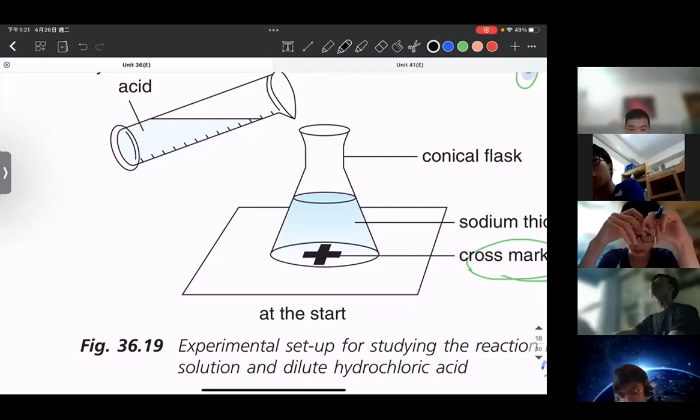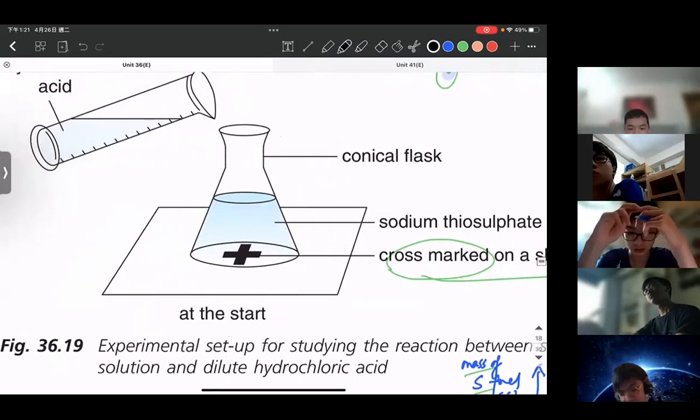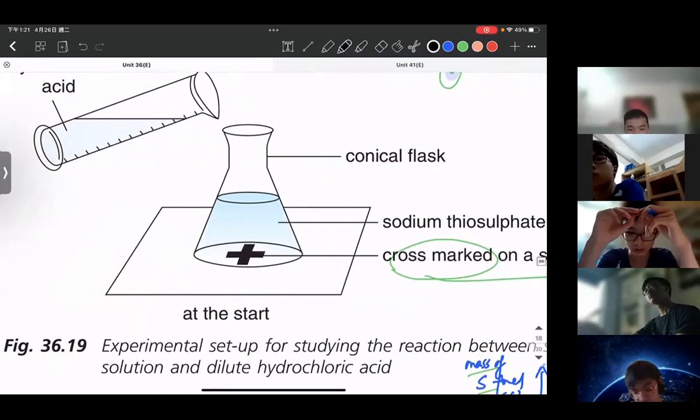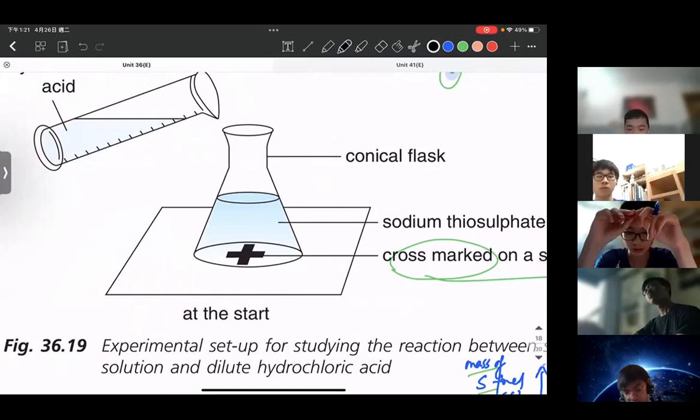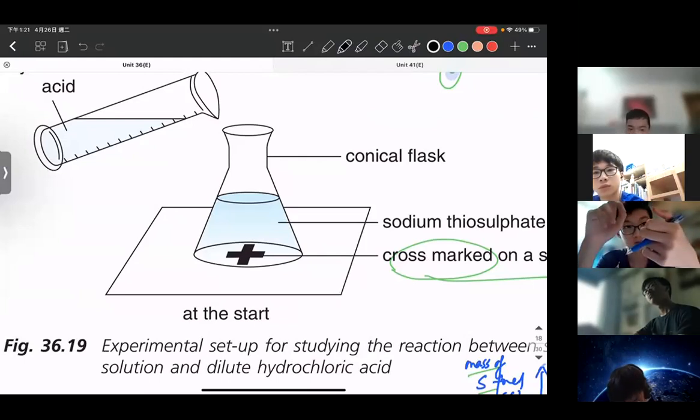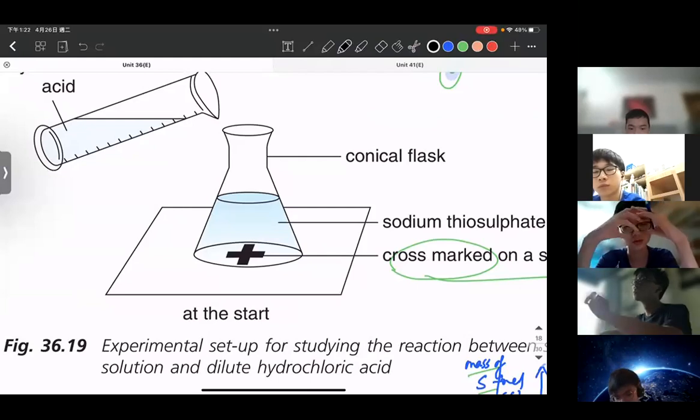What does it mean by blur vision more easily? Even though it doesn't have that certain amount of sulfur, it may be paler, right? Paler cloudiness would already be enough for you to cover the cross. Do you understand? So even for the use of conical flask, I still stick to the same size. Can you get my point?